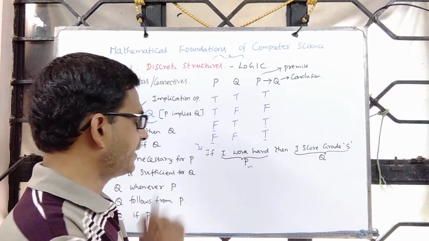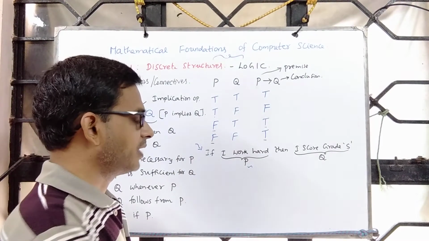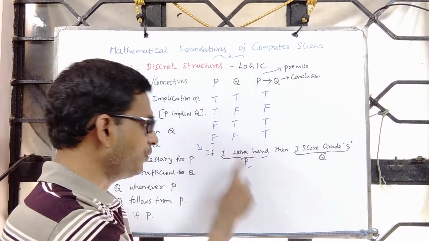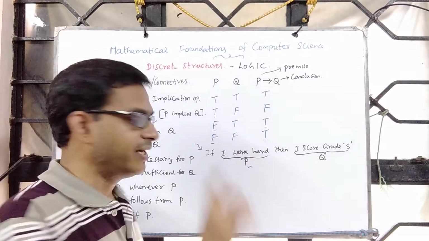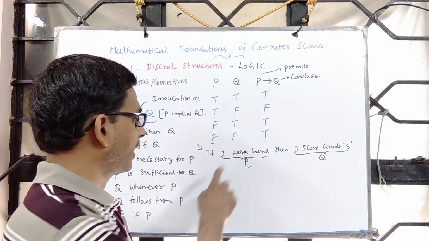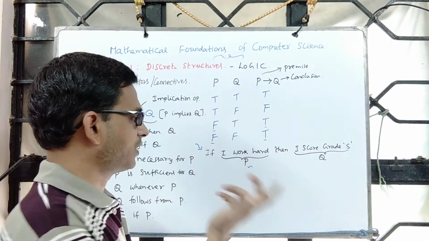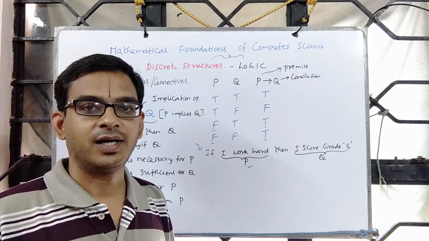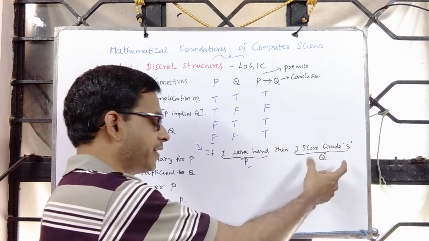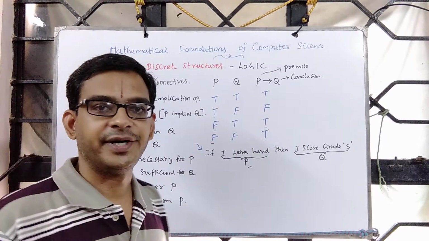The next two are interesting. When should I look at this statement? It says if. If you work hard, only then this statement comes into the picture. That is false now. For these two, premise is false. I am not working hard, or I didn't work hard. Whether you scored S or you have not scored S is independent.